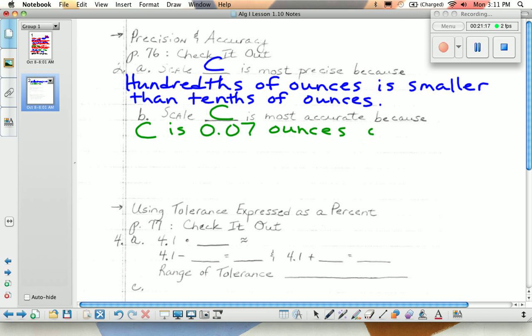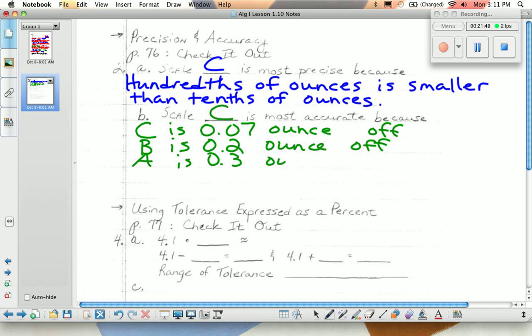Okay. Here's some justification, guys. Write it down. C is 7/100 ounce. Actually, it's not ounces. That's less than an ounce. So we would say 7/100 of an ounce off. B is how far off? 2 tenths, isn't it? Is it 2/10 of an ounce off? Okay. And scale A is how far off? 3/10 of an ounce off.